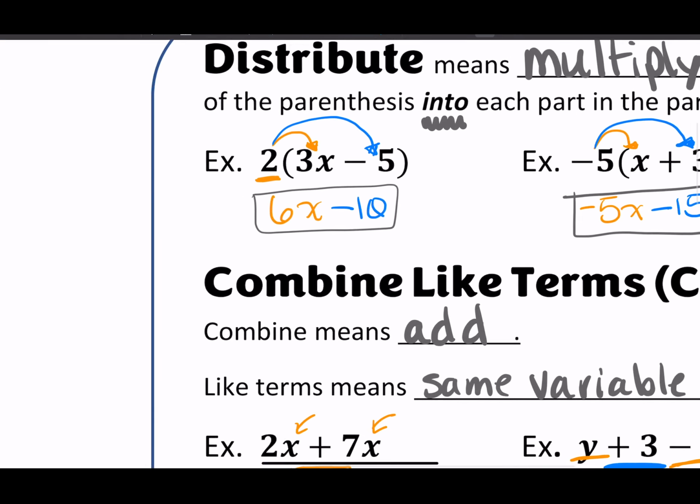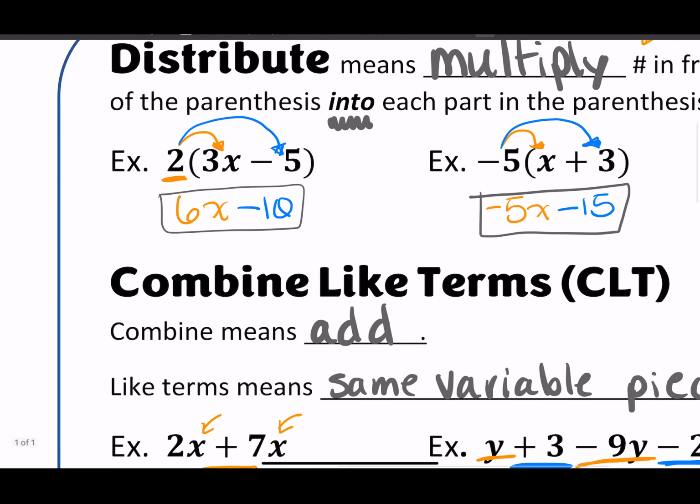For example here, if I have the number 2 in front of a parentheses where it's got a variable, then I take this 2 and I multiply it to 3x, and that's how I get 6x. Then I take this 2, multiply it to the -5 here, and that's how I get the -10. And that's my final answer. I cannot do more with that.